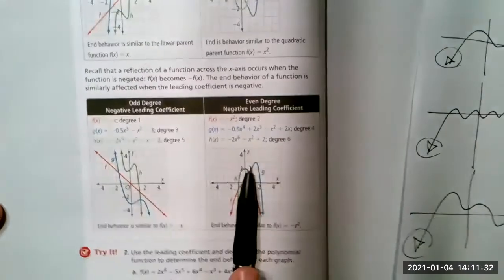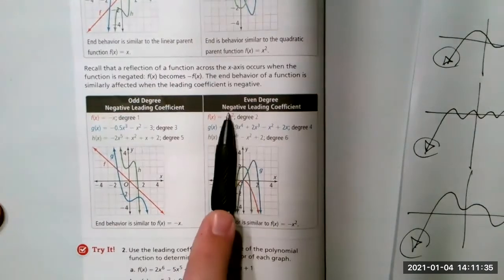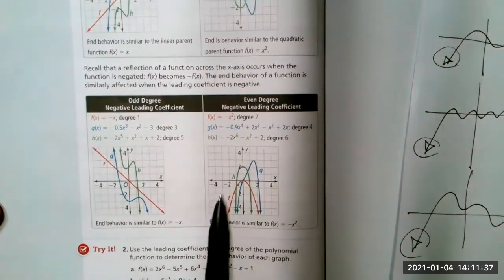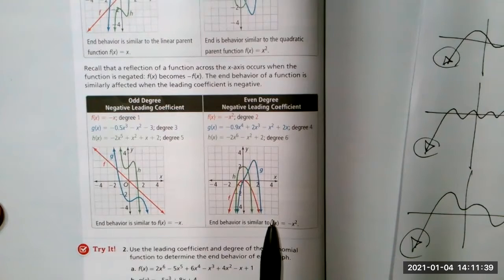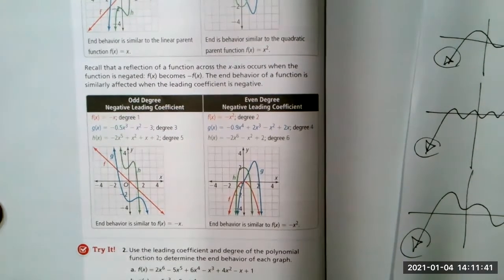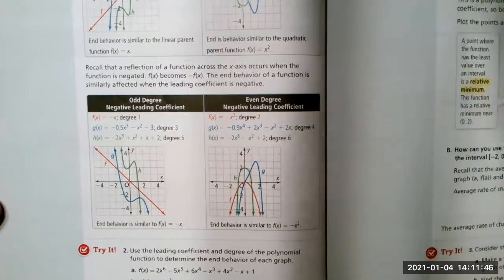Okay. And then the last example, every even negative function is always going to go down and to the left, down and to the right. Okay. Just the stuff in the middle is going to look a little bit different. All right, example 3.